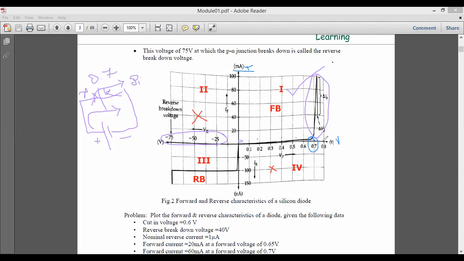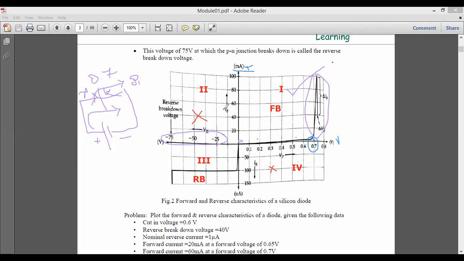If you don't know how the diode works, it becomes very difficult for us to design the circuit as well. Why? Because if you feed a voltage of 0.5, there is no conduction at all. No doubt your diode is turned on, but it will not conduct. It will only conduct at 0.7 voltage. So this is under forward bias in quadrant number 1.